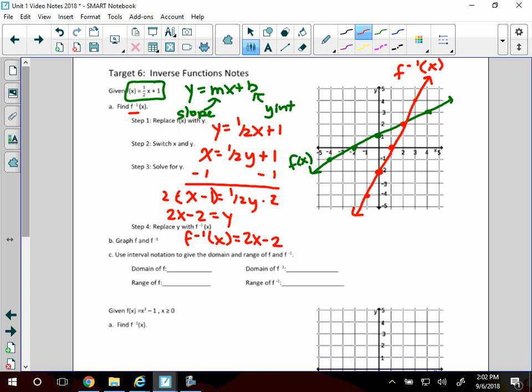All right. So now we're going to use interval notation to name the domain and range for each of those functions. So I'll start with the domain of my original function. So that's the green line. The domain, it goes left forever, so -infinity, and it goes right forever. That's +infinity. The range of f, it goes down forever, it's -infinity, and up forever. That's +infinity. All right, so now for the inverse function, or the red one, the domain, it goes left forever, right forever. The range, it goes down forever and up forever.